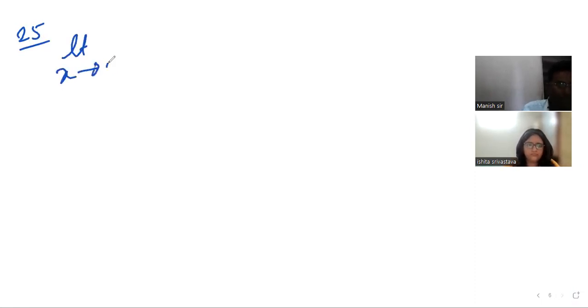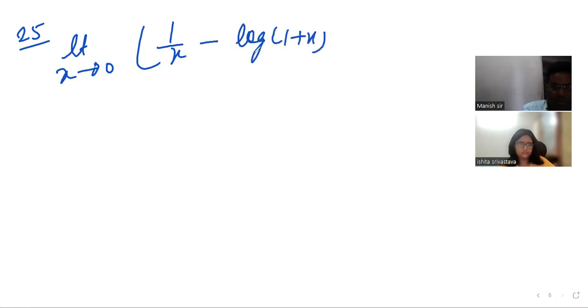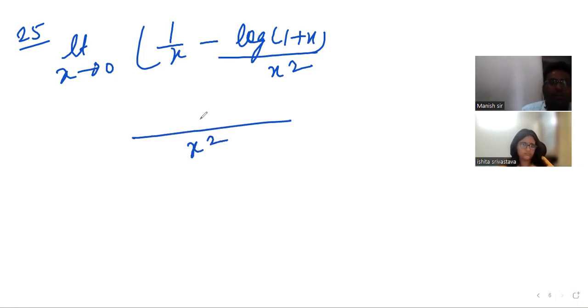Now let's see question number 25. It is limit x tends to 0, 1 upon x minus log of 1 plus x divided by x square, right? So take the LCM now, then apply L'Hospital rule. So the LCM is x square, so it will be x minus log of 1 plus x.